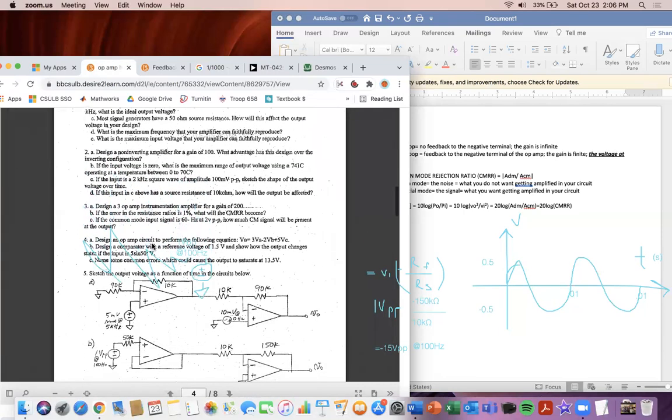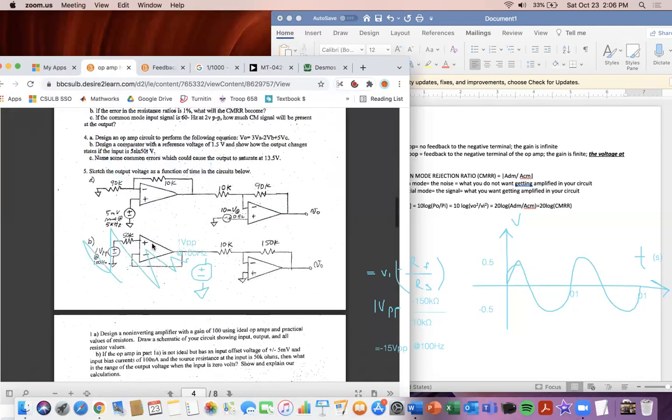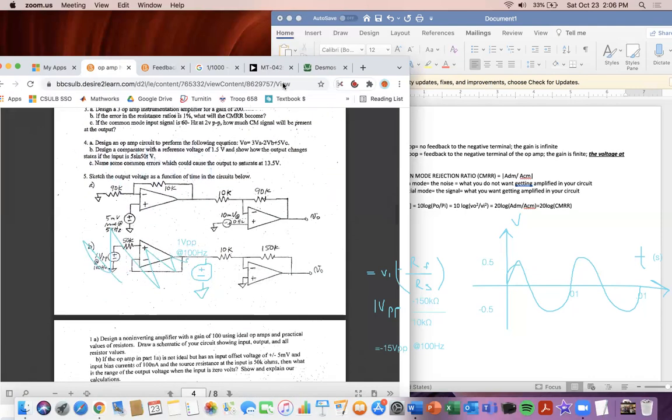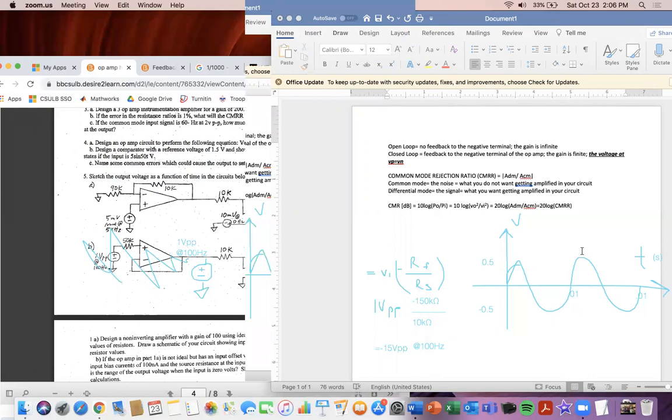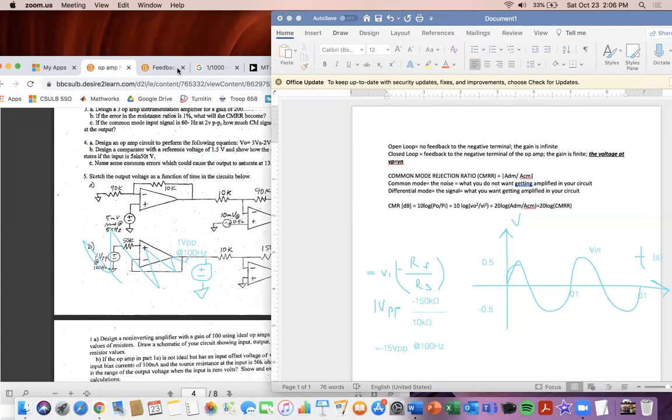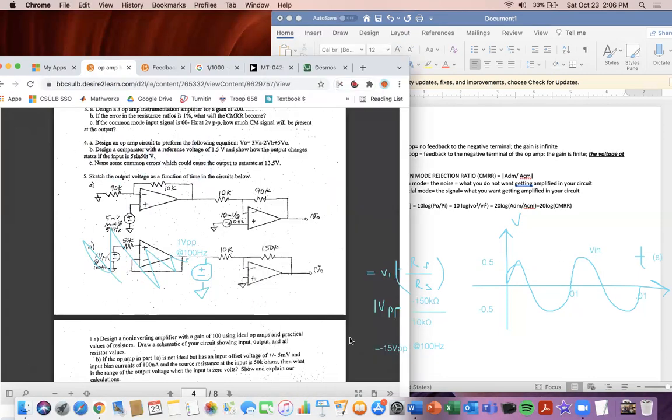Now that I know the input voltage, I'm going to have to graph the output voltage. So this right here, I'm going to keep it all as one color. So I'm going to say V input. And then for my output, I'm going to say the output is negative 15 volts peak to peak at 100 hertz. So that's going to be an invert, and it's going to go 7.5 down and 7.5 up for inverting. So I'm going to do that in purple here.